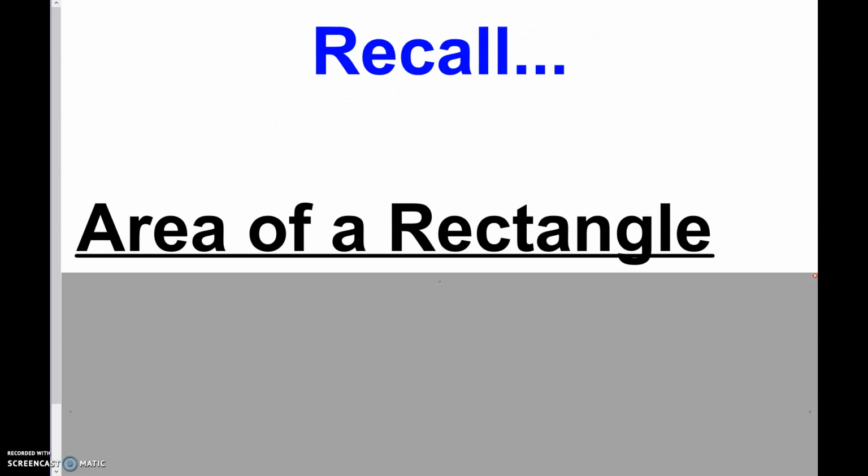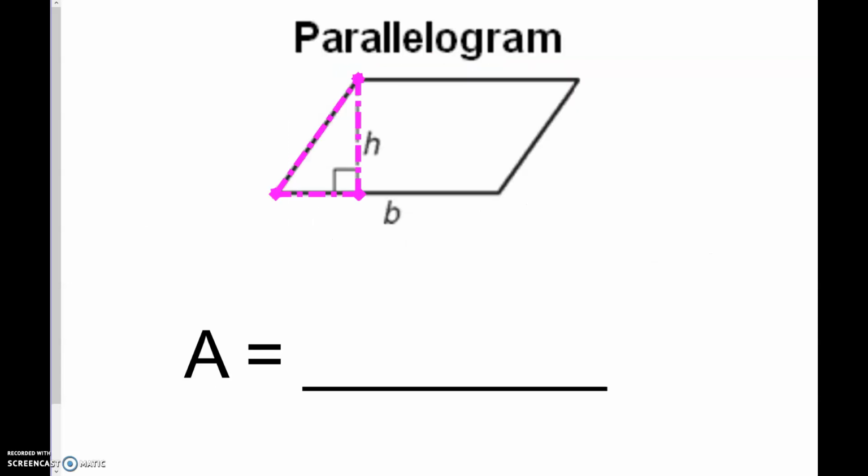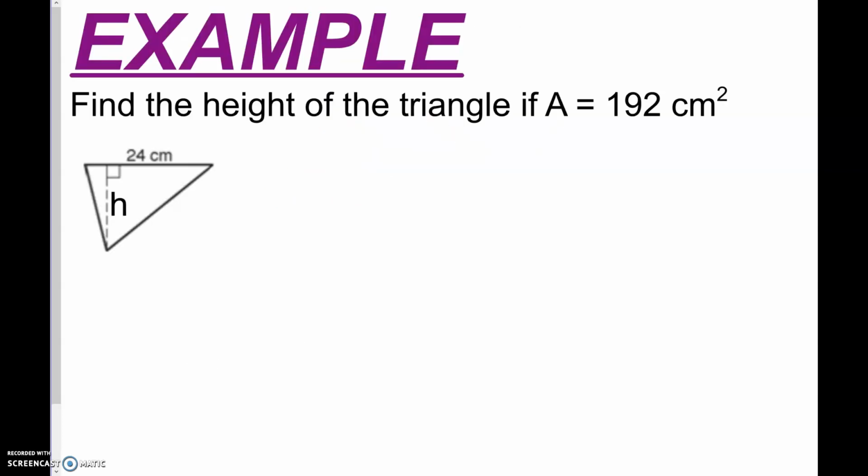All right, so area of a rectangle we already went through. We talked about the area of a square being side squared. Area of a parallelogram, base times height. Triangle. All right, so here we go.